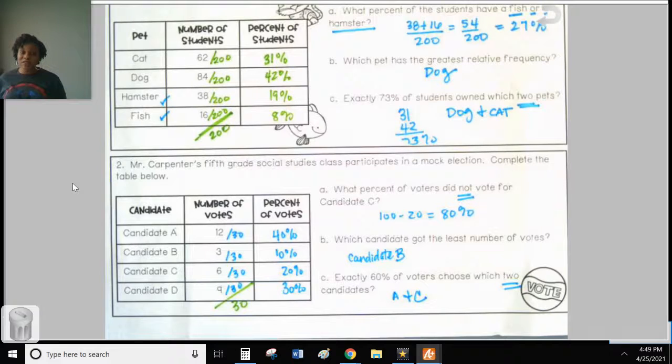So hopefully this is easy. This is not new. This is a review. You're just figuring out how to get percentage. You know the part, you know the whole, you can get the percent. So let's go practice on categorical data and relative frequency tables. Good luck.